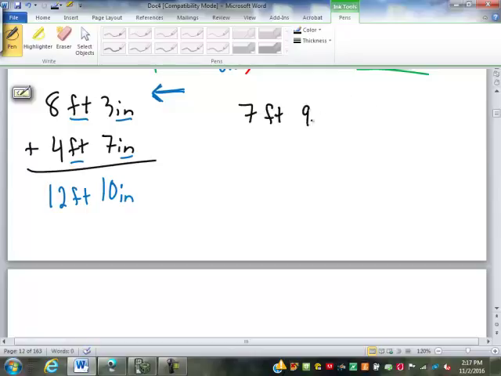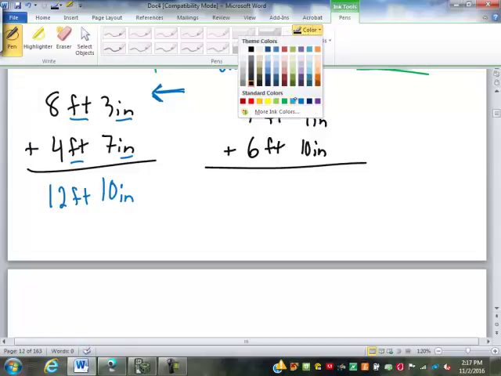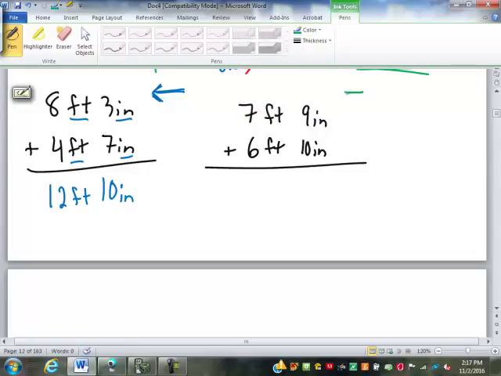It doesn't stay that simple. We might have 7 feet, 9 inches plus 6 feet, 10 inches. Again, we'll start on the right, work our way back to the left. 9 inches and 10 inches makes 19 inches. That is bigger than a foot.